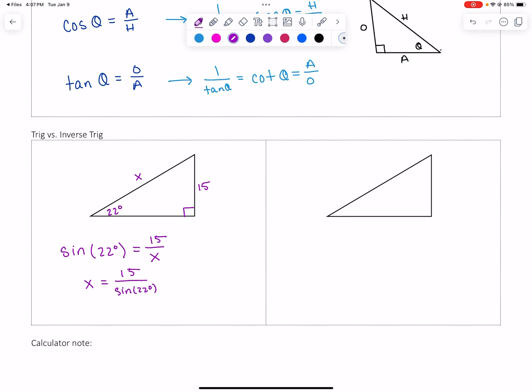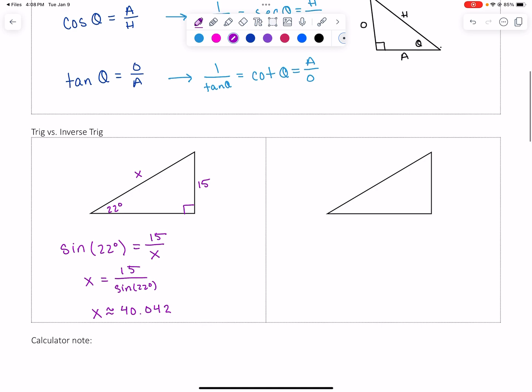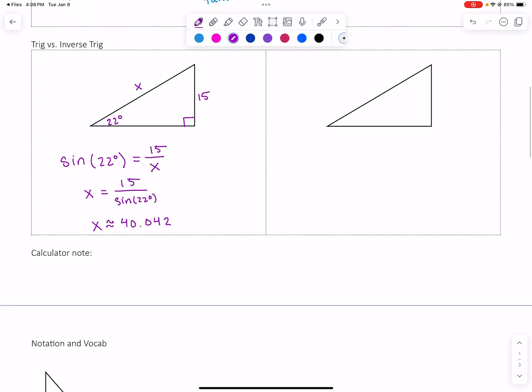You can now use your calculator to go ahead and solve for x, and we're going to get that x is about 40.042. Approximately there, always rounding to 3 decimal places. And if you didn't get that in your calculator, here's a little calculator note: check to make sure your calculator is set for degrees, because we're in degrees right now.